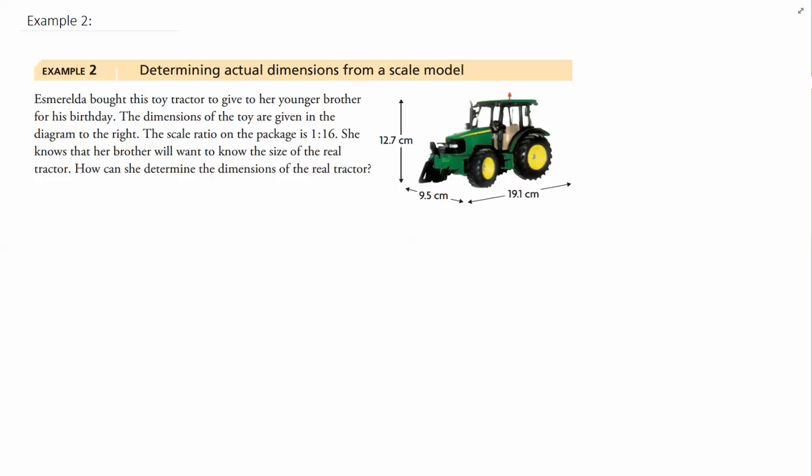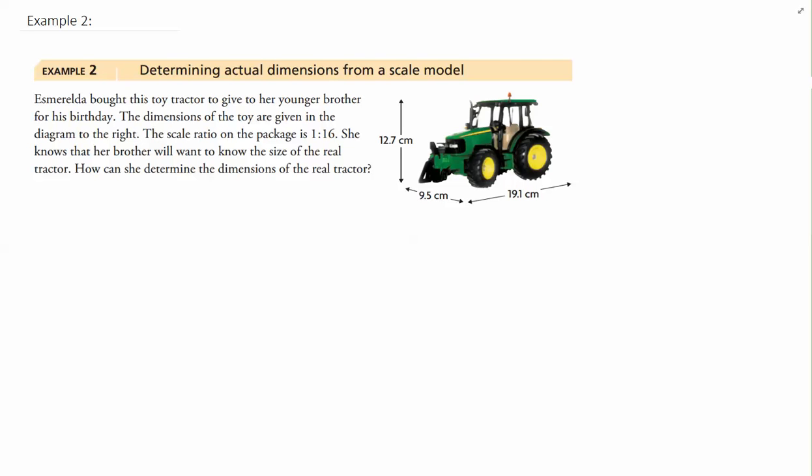So Esmeralda bought this toy tractor to give to her younger brother for his birthday. The dimensions of the toy are given in the diagram to the right, and the scale factor on the package is 1/16. She knows that her brother will want to know the size of the real tractor, and she wants to know how she can go about calculating this.